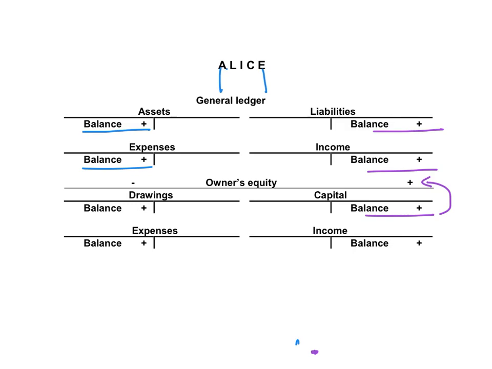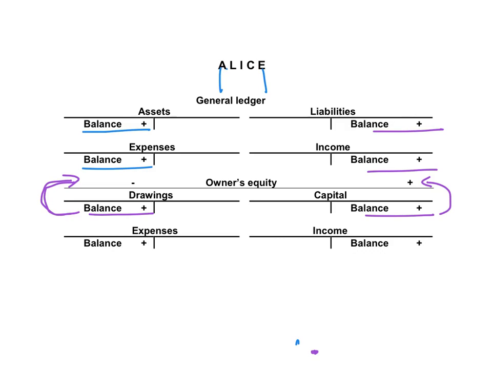Drawings is when the owner takes money or goods for his own use. That means he reduces the money that the owner will receive out of the business. Therefore, drawings will always increase on the debit side in the drawings account, but the effect is that drawings will decrease owner's equity. The whole purpose of a business is to make a profit.